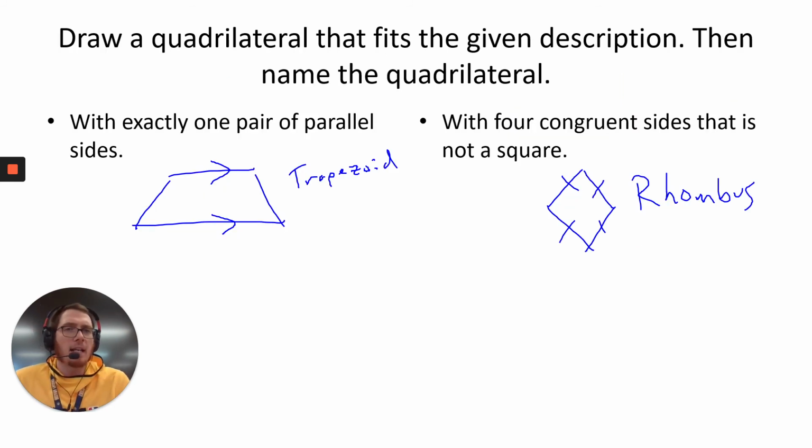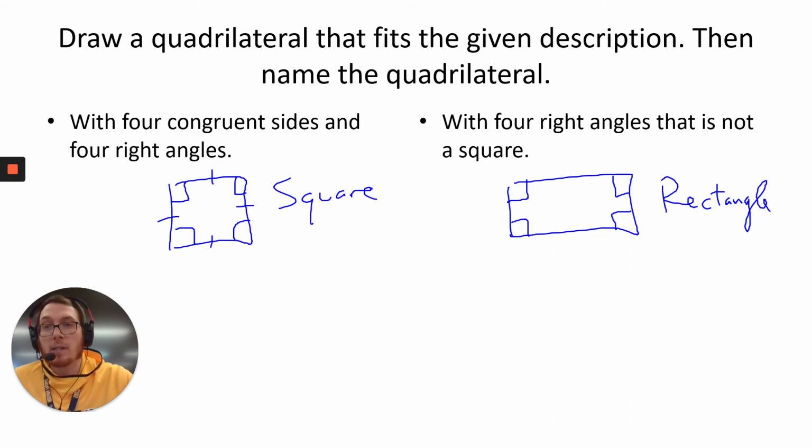Okay, the other thing you might have to do is just look at the definition and draw something. If you have exactly one pair of parallel sides, that would be a trapezoid. Four congruent sides, but it's not a square, that's a rhombus, because you have four congruent side lengths. The next one is four congruent sides and four right angles. Well, if all the sides are the same and all the angles are right angles, that would be a square.